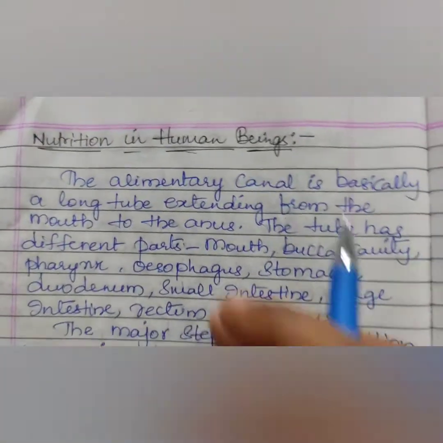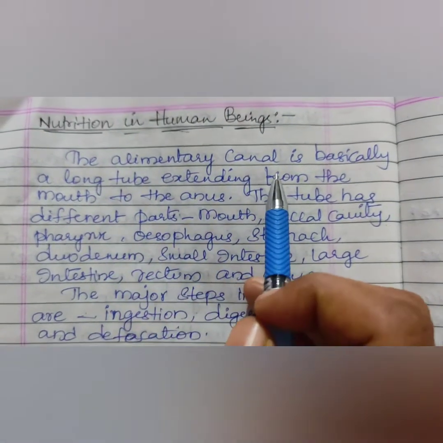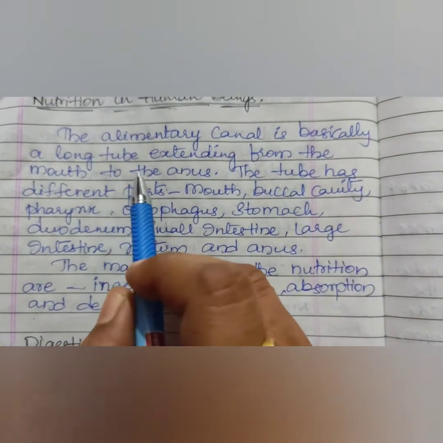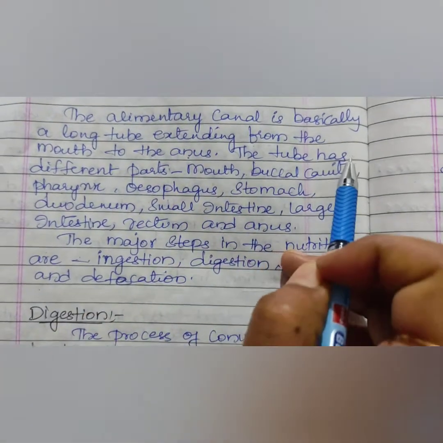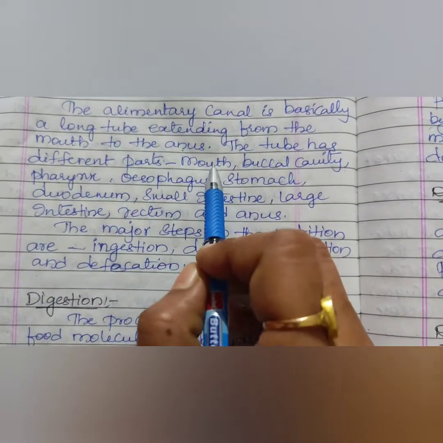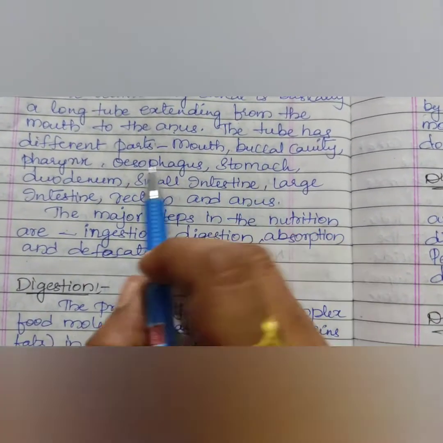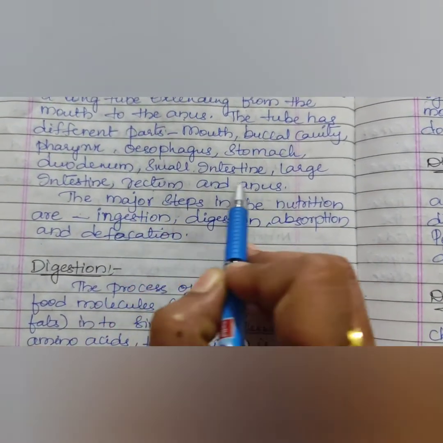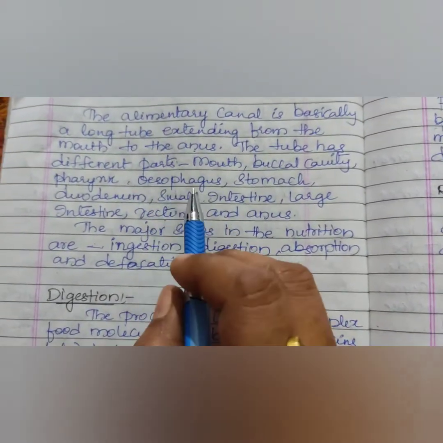Next one, we'll see how nutrition in human beings takes place. The alimentary canal is basically a long tube extending from the mouth to the anus. So it starts from the mouth and ends at the anus. The tube has different parts: mouth, buccal cavity, pharynx, esophagus, stomach, duodenum, small intestine, large intestine, rectum and anus. These are the different parts in the digestive system, that is the alimentary canal.